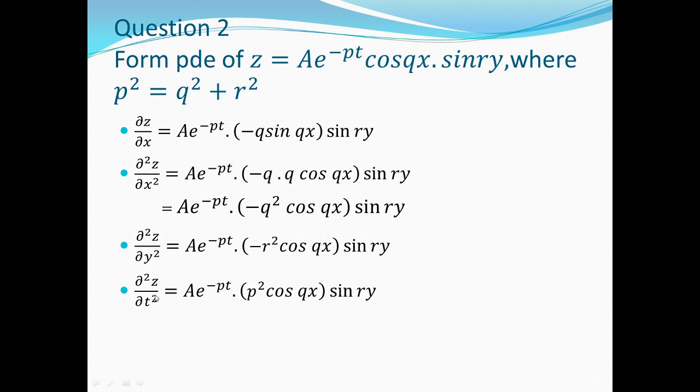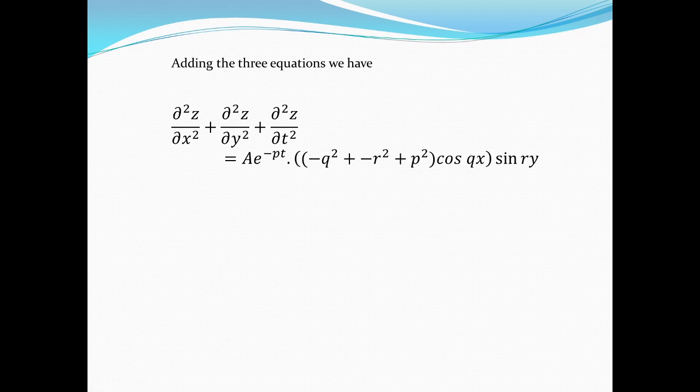We add these three equations. Let's see what we'll get. Adding these three equations, we'll have dou square z by dou x square plus dou square z by dou y square plus dou square z by dou t square is equal to a into e raised to minus pt into, inside the brackets, p square minus r square minus q square into cos qx into sin ry, which is equal to 0. How come? Because it was given that p square is equal to q square plus r square, and hence this will be the required PDE: dou square z by dou x square plus dou square z by dou y square plus dou square z by dou t square is equal to 0.